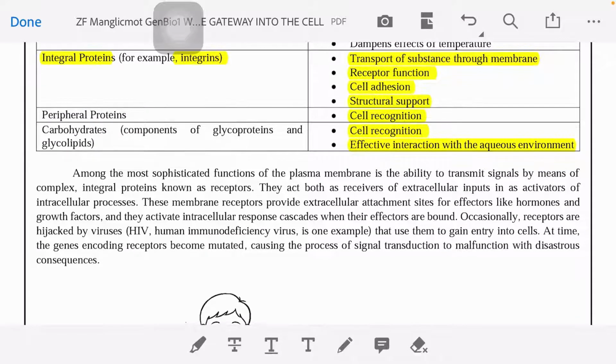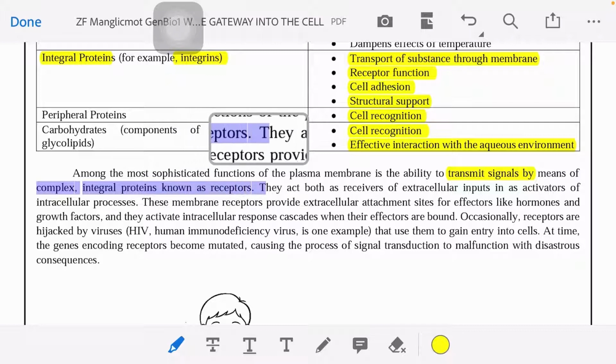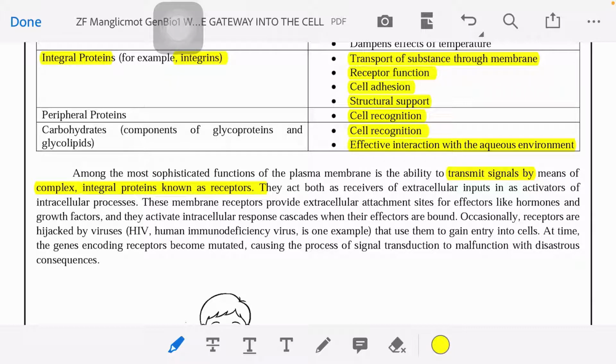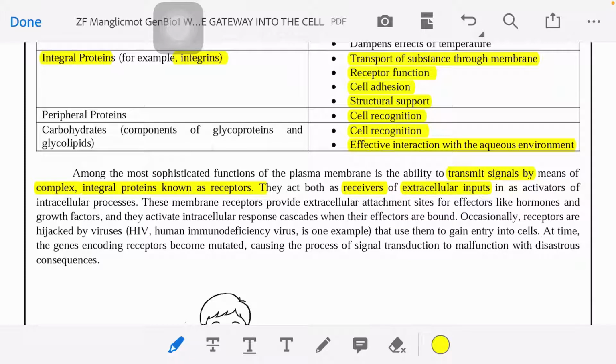Okay. Among the most sophisticated functions of the plasma membrane is the ability to transmit signals. I'm going to highlight transmit signals by means of complex integral proteins known as receptors. Okay, so it transmits signals. Saan niya tinatransmit yan? Siyempre, sa different parts of the cell, sa different parts of the body, there is connection between two cells. Okay, so yung sinabi ko sa inyo kanina. So they act also as both receivers of extracellular inputs.